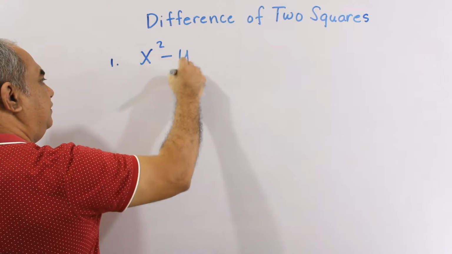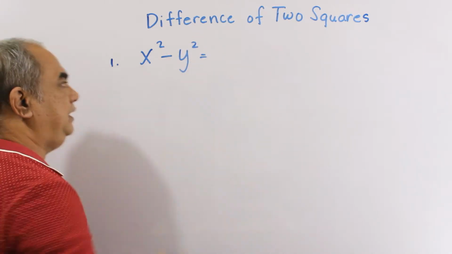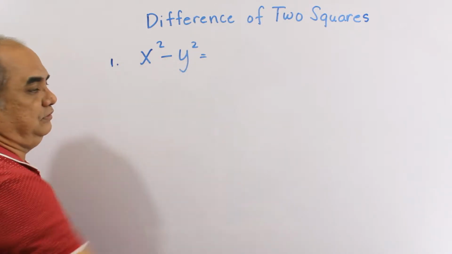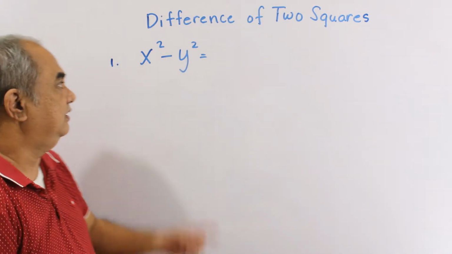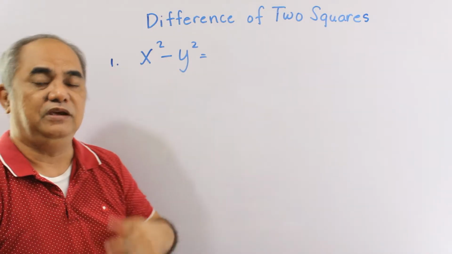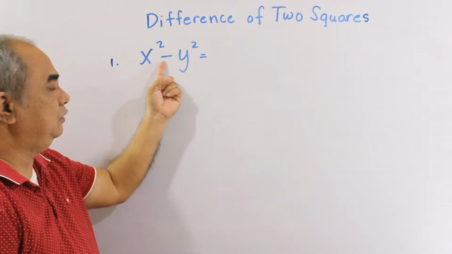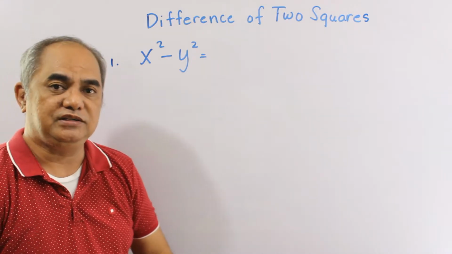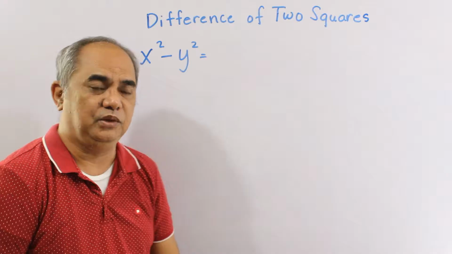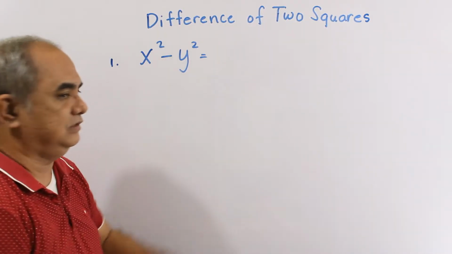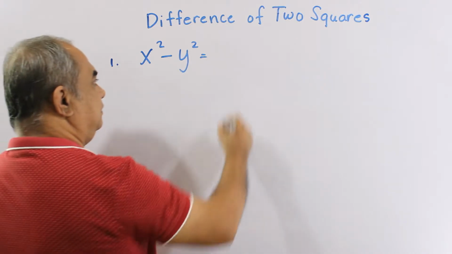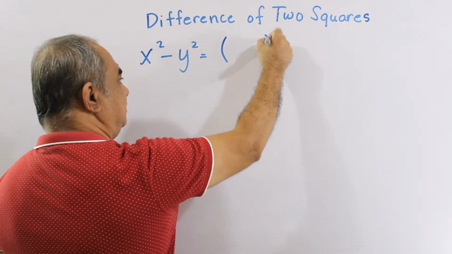So let's say for our first example, we have an expression like x squared minus y squared. As I said earlier, the sign between these two terms will always be negative. If in case the sign here will be positive, your answer will be prime, meaning to say it's not factorable. So let's continue with our answer. Okay, how do we answer this difference of two squares? First, we have to put two parentheses here.